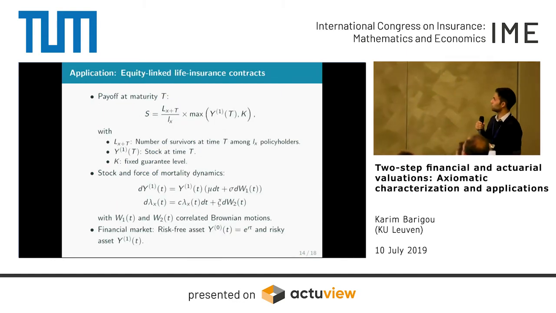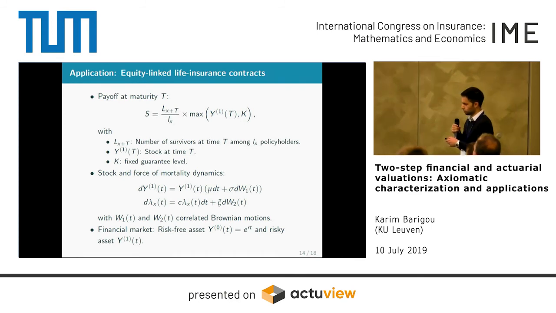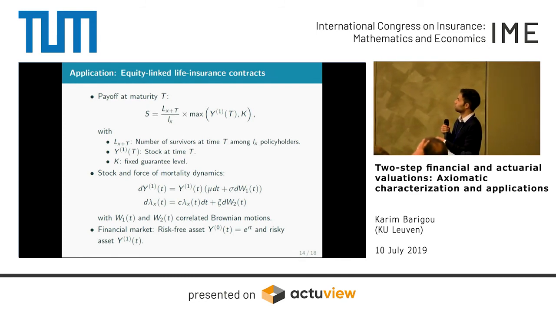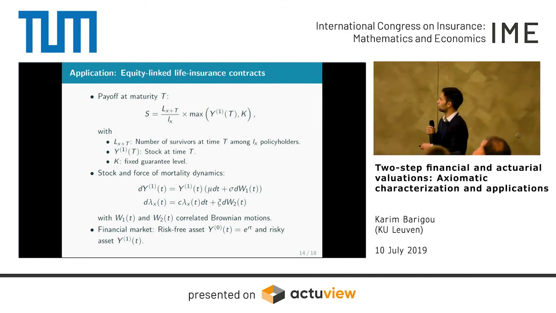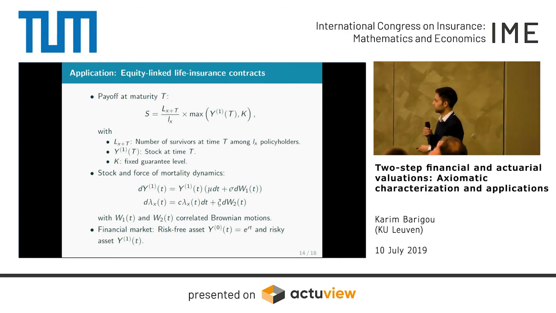So now I'll give a small example to illustrate. I consider an equity-linked contract. Here I have some financial guarantee. Y1T is a stock, K is a financial guarantee level, and then I look at the ratio here. LX are the number of policyholders, LX plus T are the number of survivors. I have some dynamics, a GBM, for the risky assets, and then the force of mortality is some Ornstein-Uhlenbeck-type process.